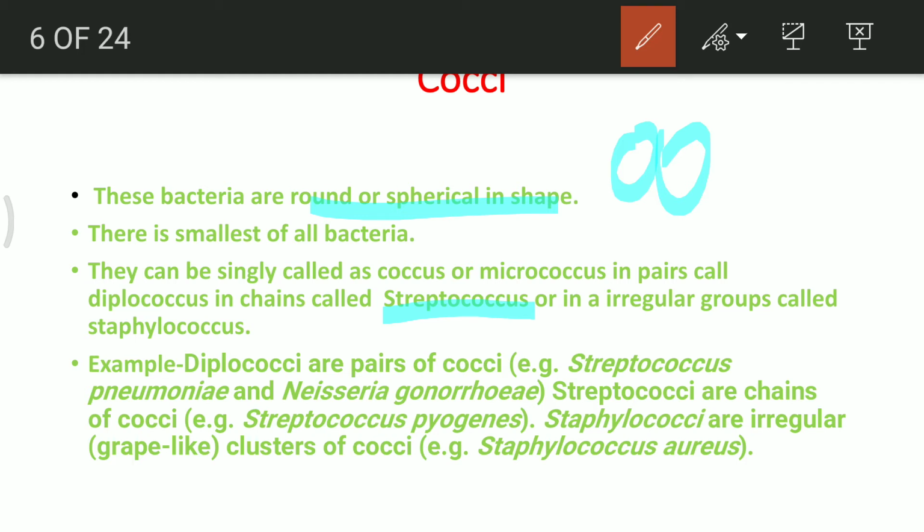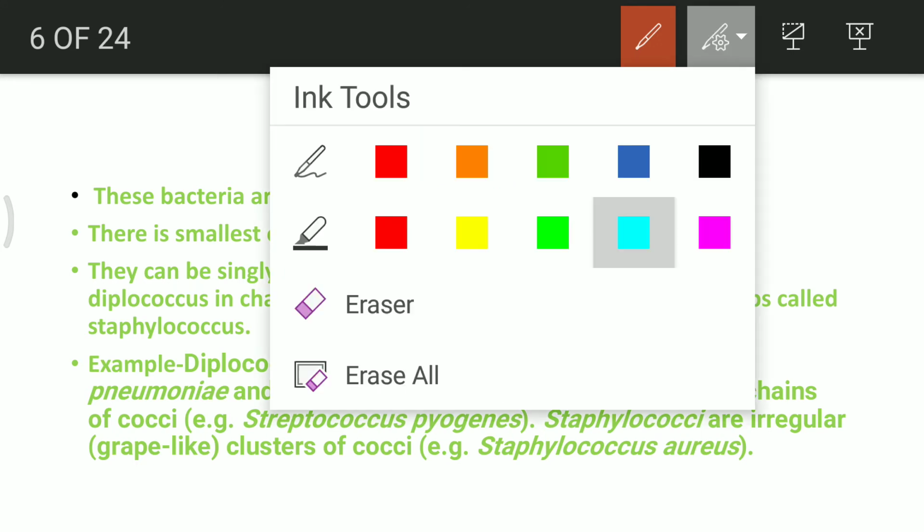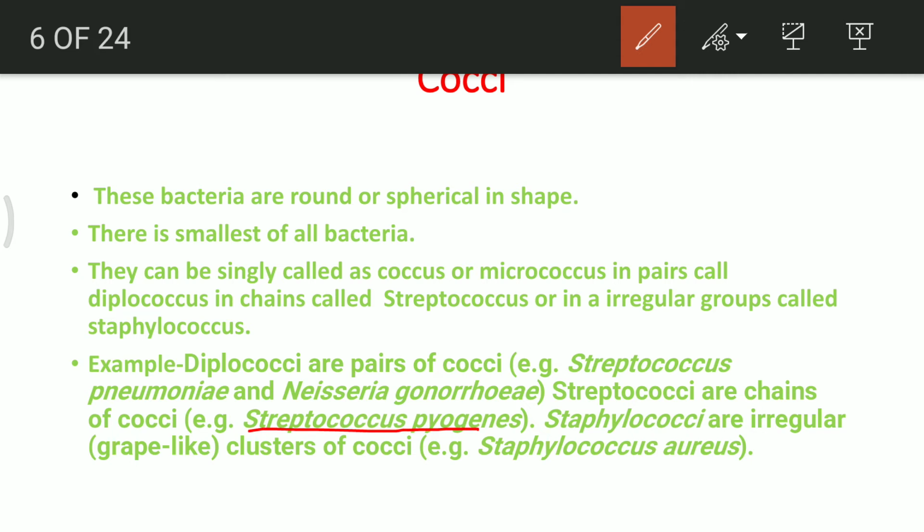Examples of diplococci bacteria are Streptococcus pneumoniae and Neisseria gonorrhoeae. These both are diplococci. We also have examples of streptococci, like Streptococcus pyogenes, and staphylococci, which have a grape-like structure forming clusters of cocci, and the example is Staphylococcus aureus. All these are scientific names, so if you are writing by hand, you must underline them separately. So all the scientific names must be underlined separately.